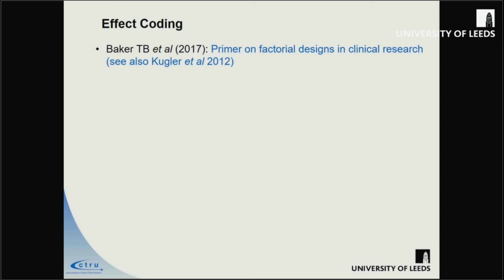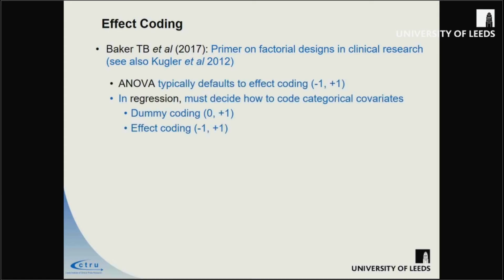So the way that you go about the analysis, and there is a nice primer on factorial designs for clinical trialists that's been published relatively recently, and it builds on something that wasn't peer-reviewed but has been published online, which talked about these things before. And so in an ANOVA context, usually you are using what's known as effect coding, where basically your factors are either 0, -1, or +1.